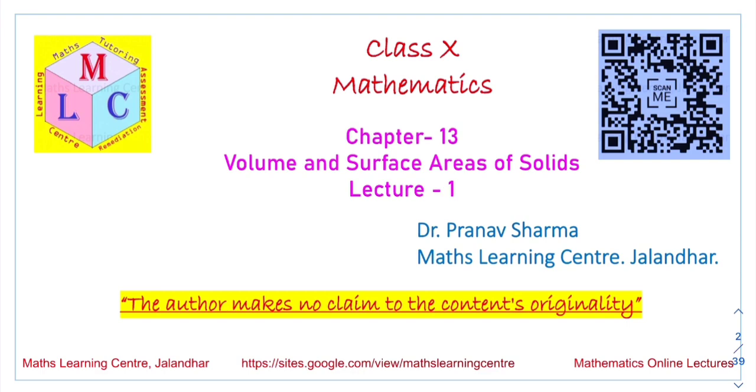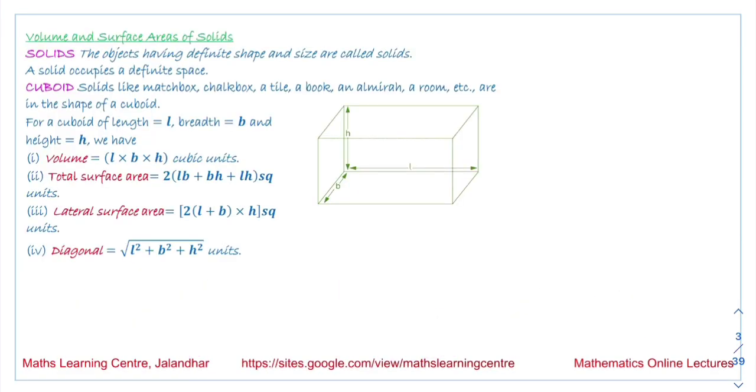In our previous class, in class 9th, you have already studied the formulas for the volume and surface area of certain solids like cube, cuboid, cylinder, cone, sphere. The formulas you have already studied. So first of all, we are going to recall the basic formulas.